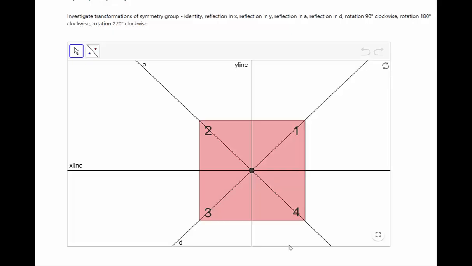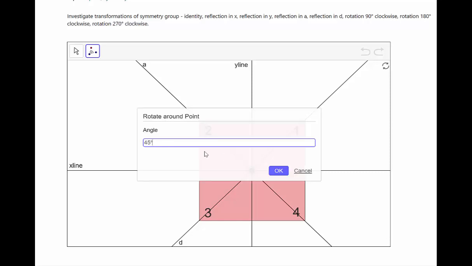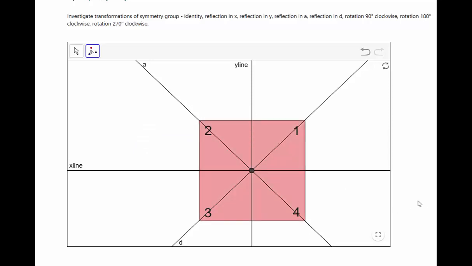Now what happens if we rotate the square around the origin, again counterclockwise, by 360 degrees? Well, let's see. Rotate 360 degrees counterclockwise. Nothing. We get the same configuration again. All right, let's write this down.